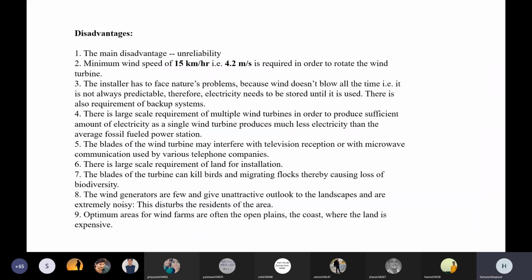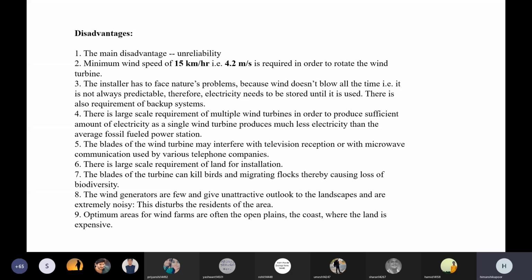Yes, ma'am. Now coming to the main disadvantage, you have to just remember, if it is any natural resource or renewable resource like sun or wind, and you have to write disadvantages, then the first point you can put is unreliability. So since these are dispersed forms of energy, that can be the first point.